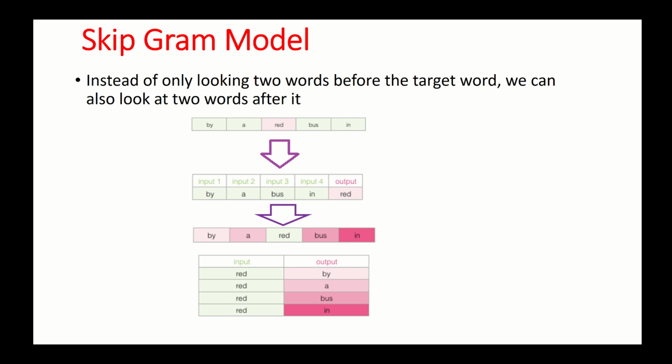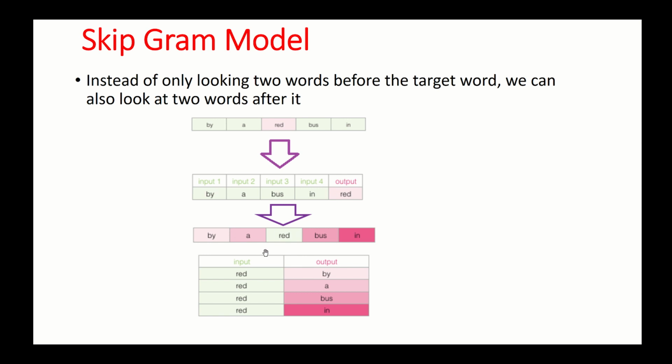But in the skipgram model, you try to make it more accurate by considering the current word, and you consider both the previous words and the words after it. Okay, so you want to know this red. So you will consider both the words before and after. Your input will be by, a, and bus and in. Then you have to predict red. So red comes in between: by a, red, bus, in. This is how it actually is, but you will try to predict the other way around.